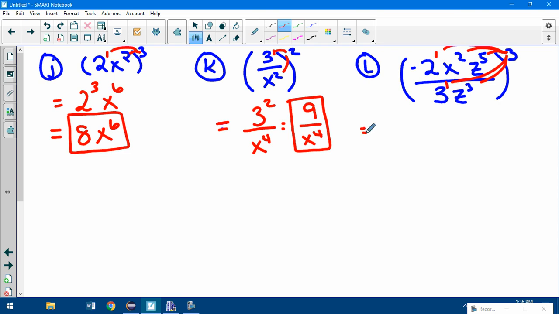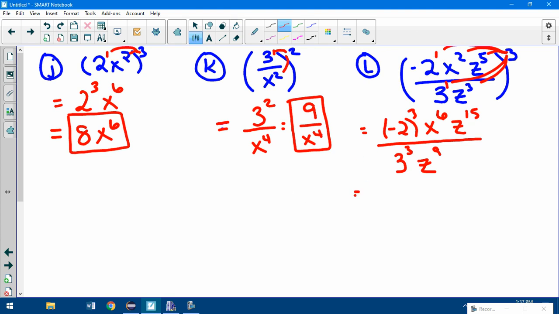So I'm going to write this as negative 2 to the third. Now I put that in parentheses because the negative is still being raised to the third power also. Then it would be x to the 6th, z to the 15th, all over, not 9, but 3 to the third, z to the 9th. So keep in mind, again, it's the exponents that get multiplied, not the actual bases, the numbers.